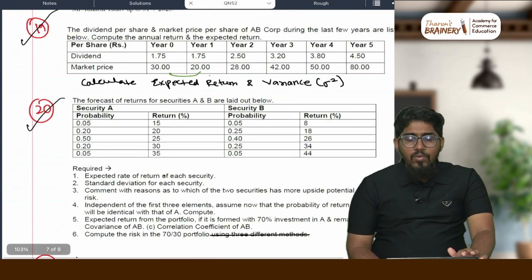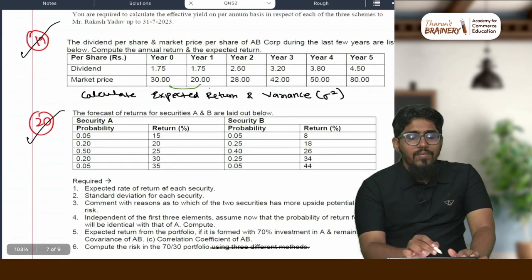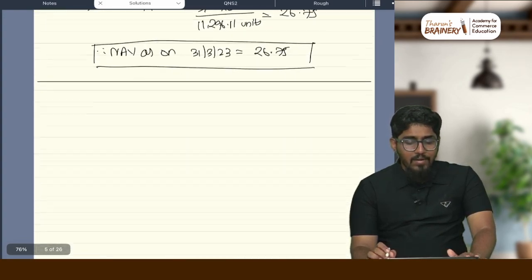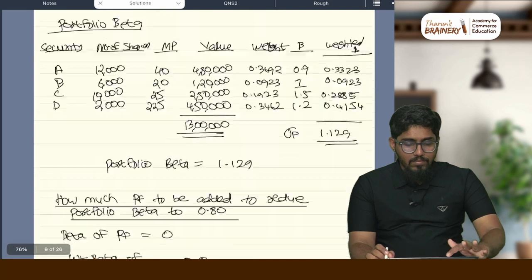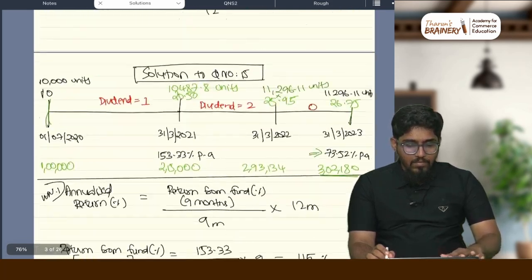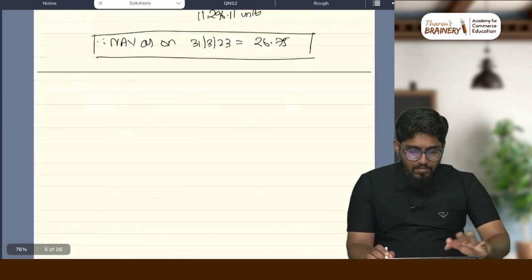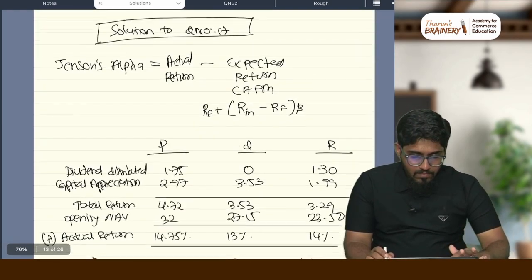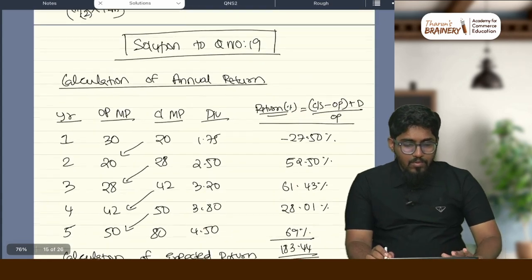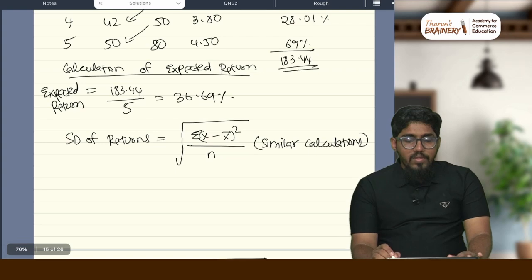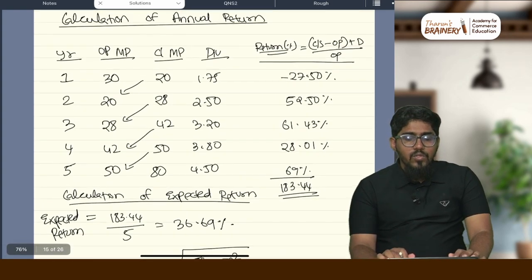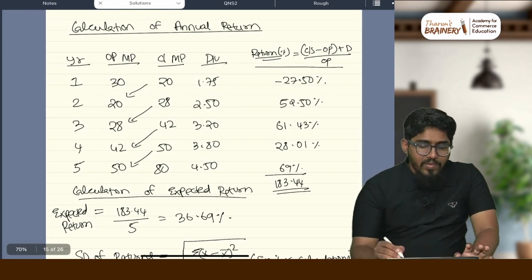Sir, if you know how to calculate the variance, you can also calculate it here. So question number 19, the standard deviation is your homework. So you have to find out the standard deviation of this return.